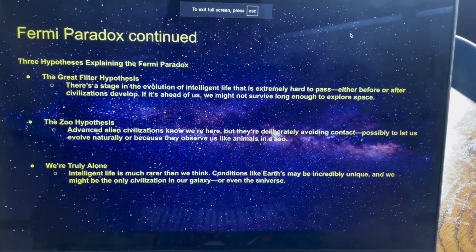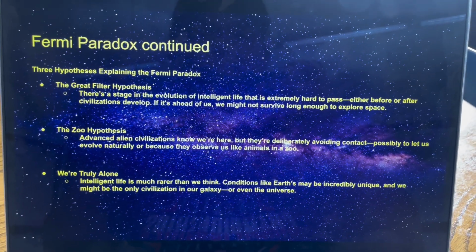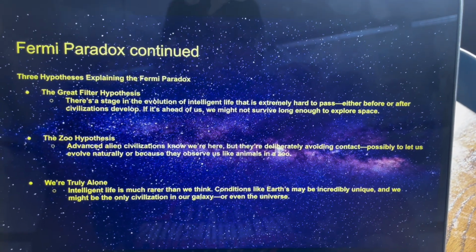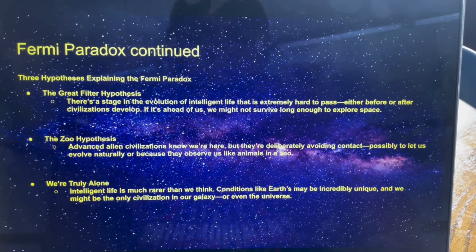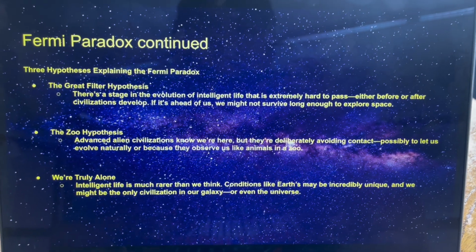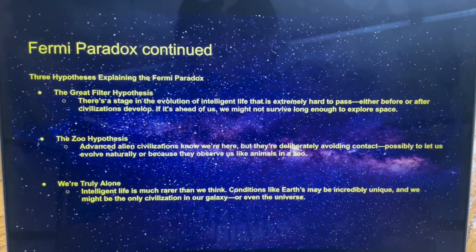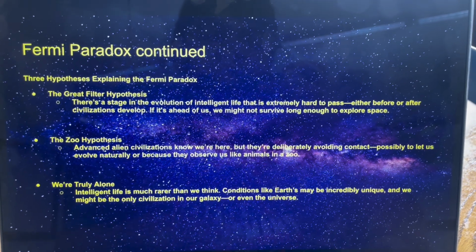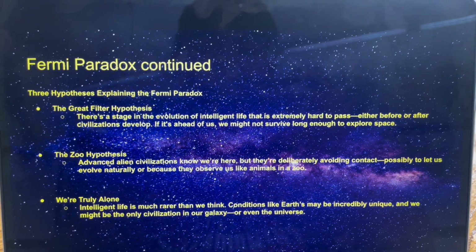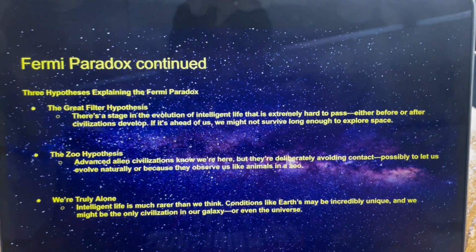The next one is the zoo hypothesis. This is the idea that advanced alien civilizations know that we exist and know that we're here, but they're deliberately choosing not to make contact with us, and they're sort of surrounding us and watching us as if in a zoo, as we watch animals like monkeys and gorillas. That's what we're envisioned as. So we're to the monkeys as the extraterrestrials are to us.